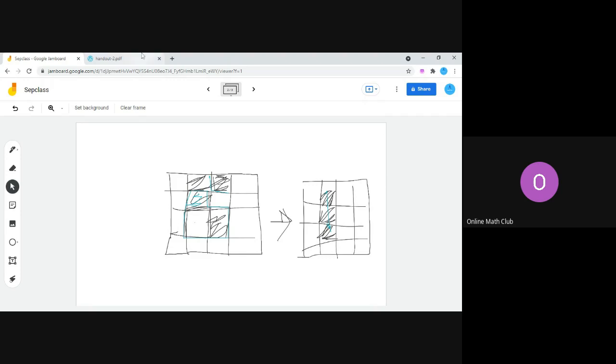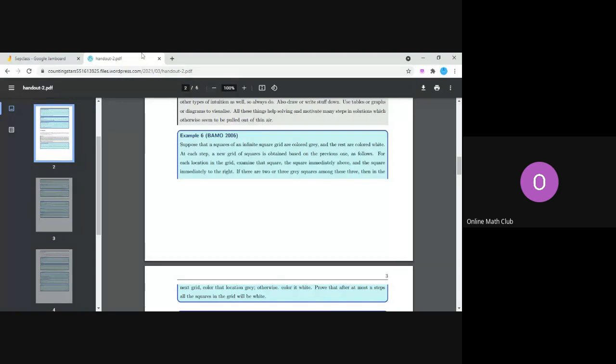So let's go back to the question and look at it again and see what the process is. What's the algorithm they've given us? They're saying that at each step, at each square, examine that square, the square above, and the square to the right. So the square we have to examine is the immediate right and immediate above. So, the next one.